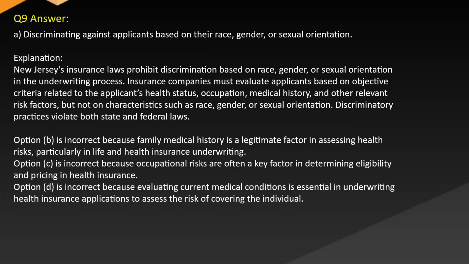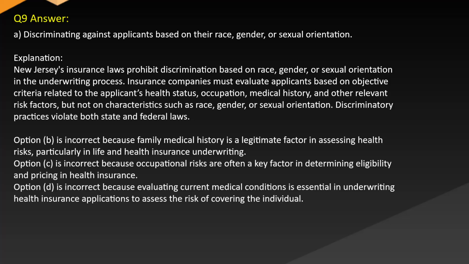Answer A. Discriminating against applicants based on their race, gender, or sexual orientation. Explanation: New Jersey's insurance laws prohibit discrimination based on race, gender, or sexual orientation in the underwriting process. Insurance companies must evaluate applicants based on objective criteria related to the applicant's health status, occupation, medical history, and other relevant risk factors, but not on characteristics such as race, gender, or sexual orientation. Discriminatory practices violate both state and federal laws.